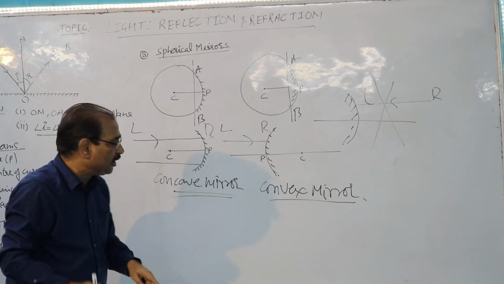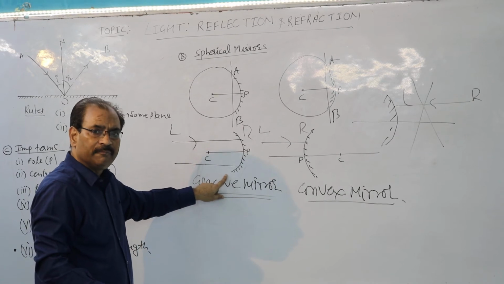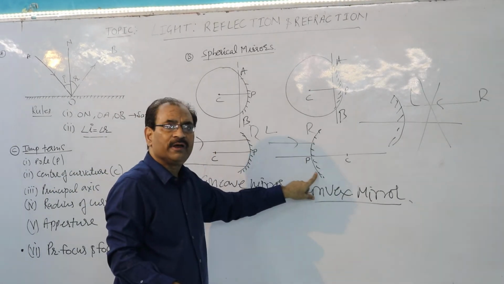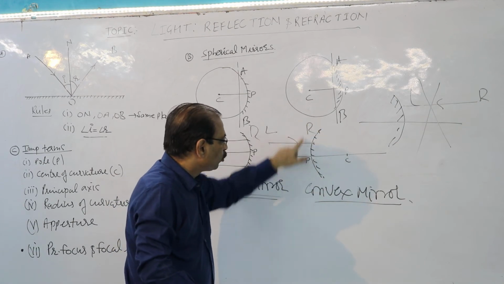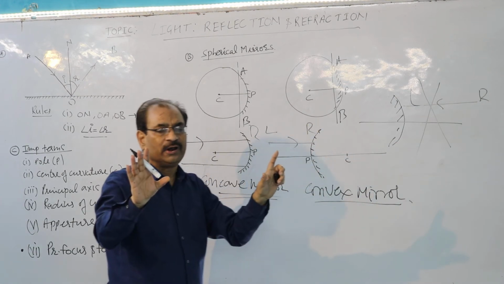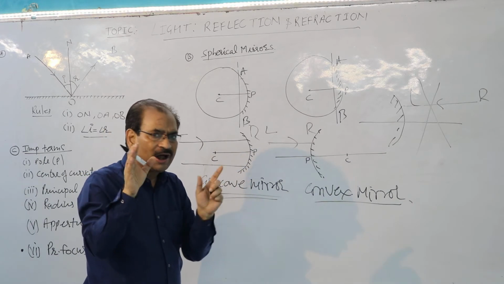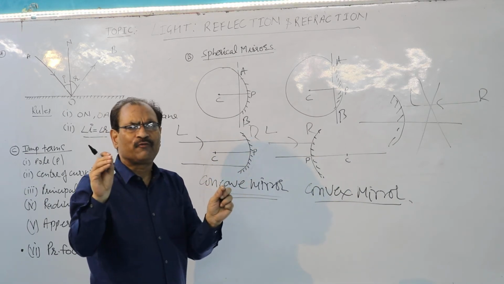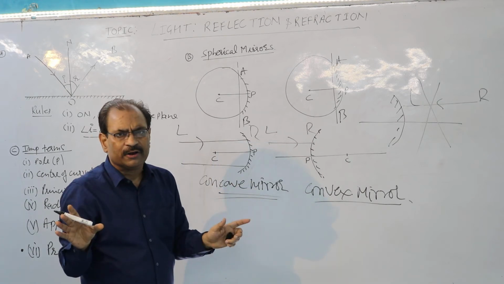This is very important. Whenever you want to make a concave mirror, make it in this manner. The polish is here. Whenever you want to make a convex mirror, this is going to be the mirror. The polished surface is here. Alright, so make yourself clear. Perform the activity I have told you a short while before. Today itself, it will make your concept of spherical mirrors very clear.